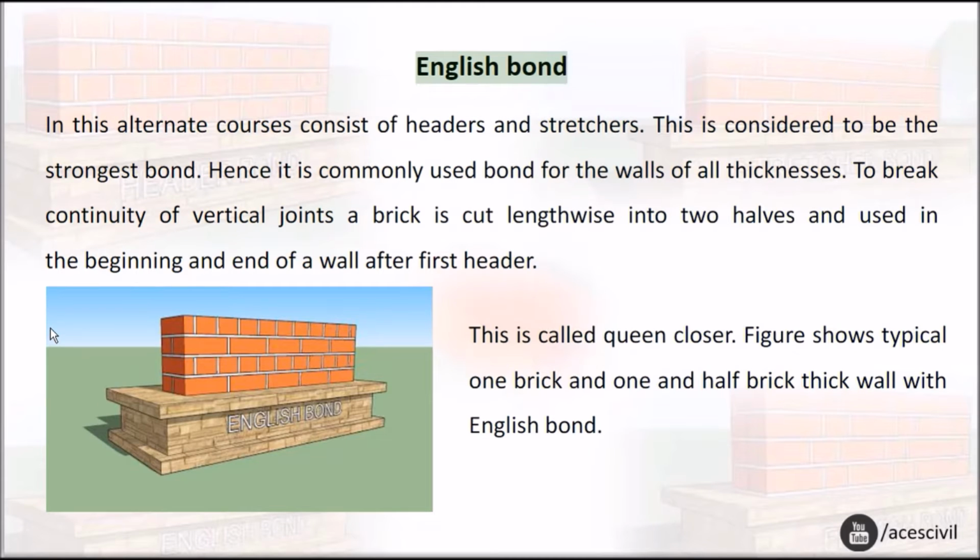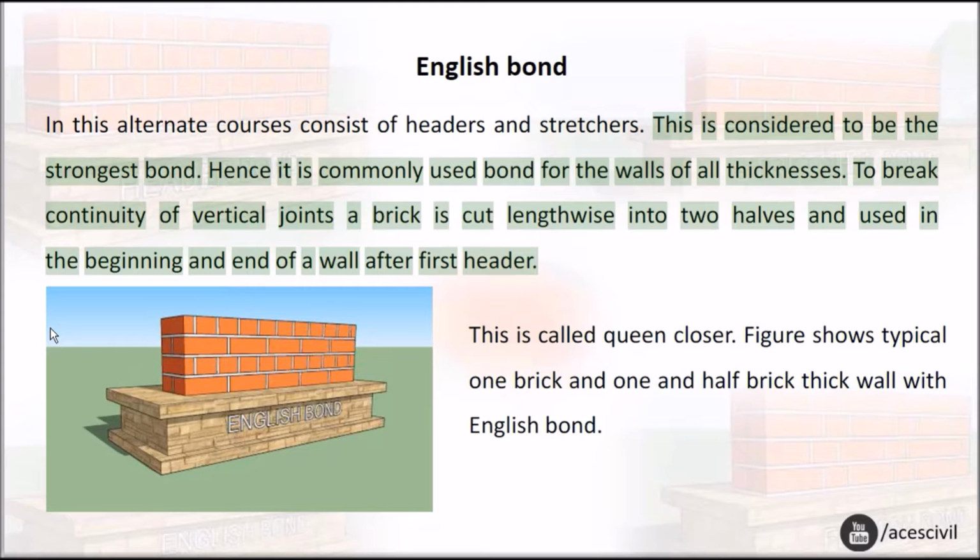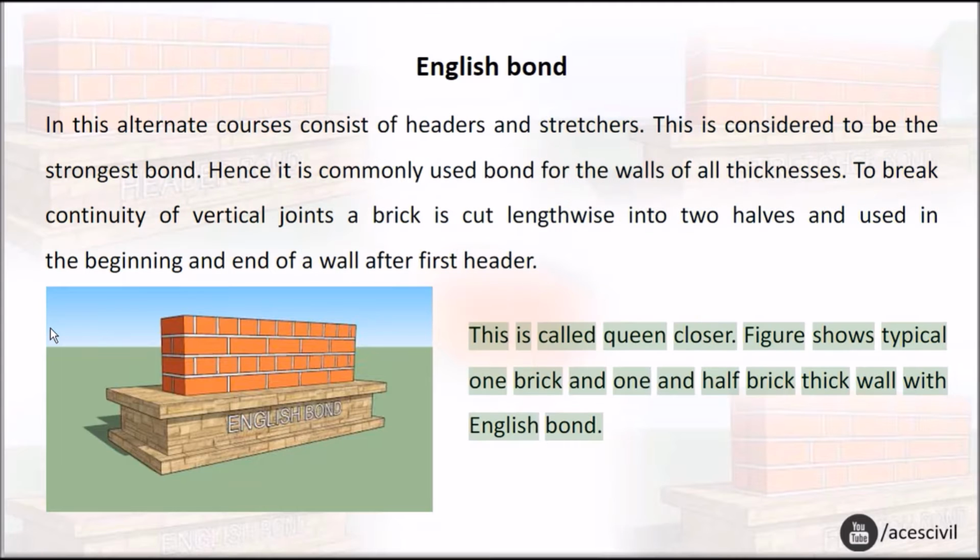English bond. In this, alternate courses consist of headers and stretchers. This is considered to be the strongest bond. Hence it is the commonly used bond for walls of all thicknesses. To break continuity of vertical joints, a brick is cut lengthwise into 2 halves and used at the beginning and end of a wall after the first header. This is called a queen closer. The figure shows a typical 1 brick and 1½ brick thick wall with English bond.